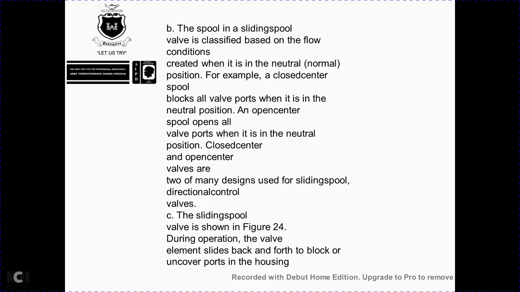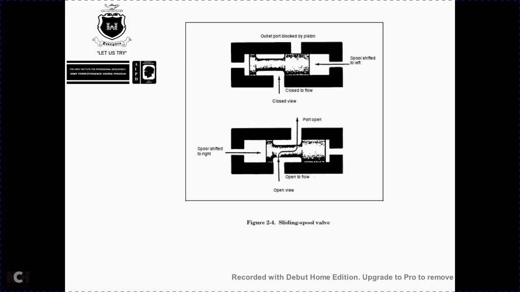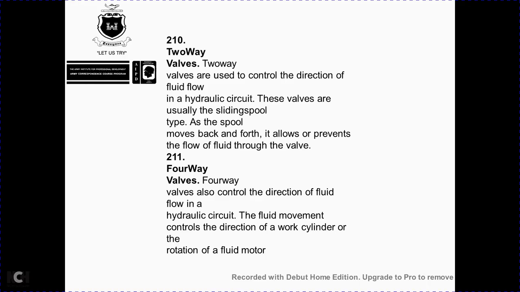Closed center and open center, with two valve types and the main design being the sliding spool direction control valve. Sliding spool valves are shown in figure 2-4. During operation of the valve, the element slides back and forth, blocking and uncovering the ports of the housing. Figure 2-4 shows the sliding valve with the open port blocked, piston closed to flow, the closed view, and spool shifted to the left. With the spool shifted to the right, the port opens to flow, the open view.